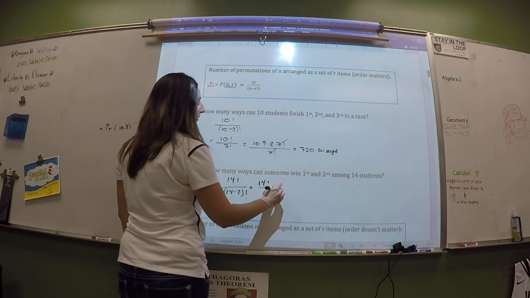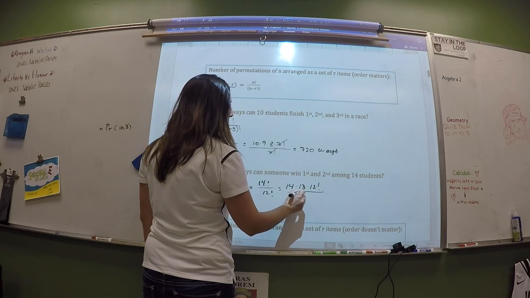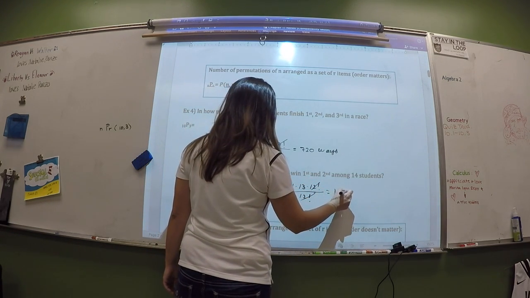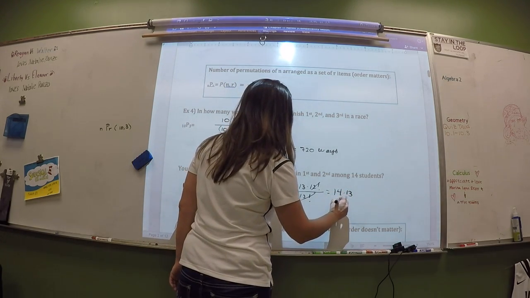Alright, so 14 minus 2 is 12. So we would do 14 times 13 times 12 factorial divided by 12 factorial, which is equal to 14 times 13, which is 182.